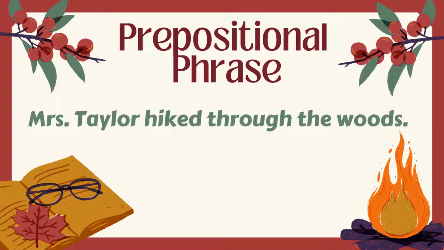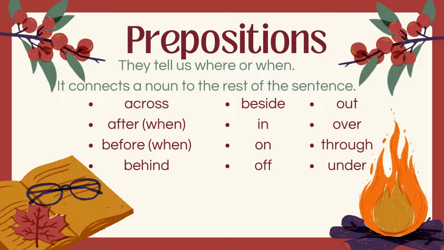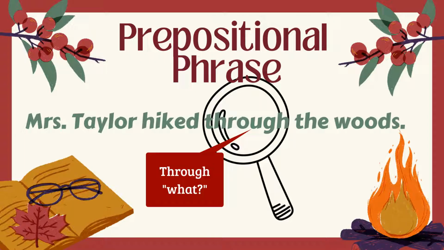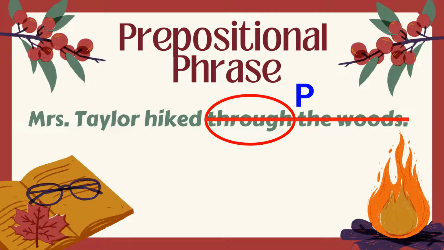Let's look at a sentence that has a prepositional phrase so we can see how it can help us determine the subject in the sentence. Mrs. Taylor hiked through the woods. Let's look through this list of prepositions to see which one was in our sentence. Was it across? No. How about after, before, behind, beside, in, on, off, out, over, through? What's that? You heard the word through in our sentence? That's right. The word through was on our list of prepositions, so it must be the beginning of our prepositional phrase. Now we're going to ask ourselves, through what? Through the woods. That makes through the woods our prepositional phrase.